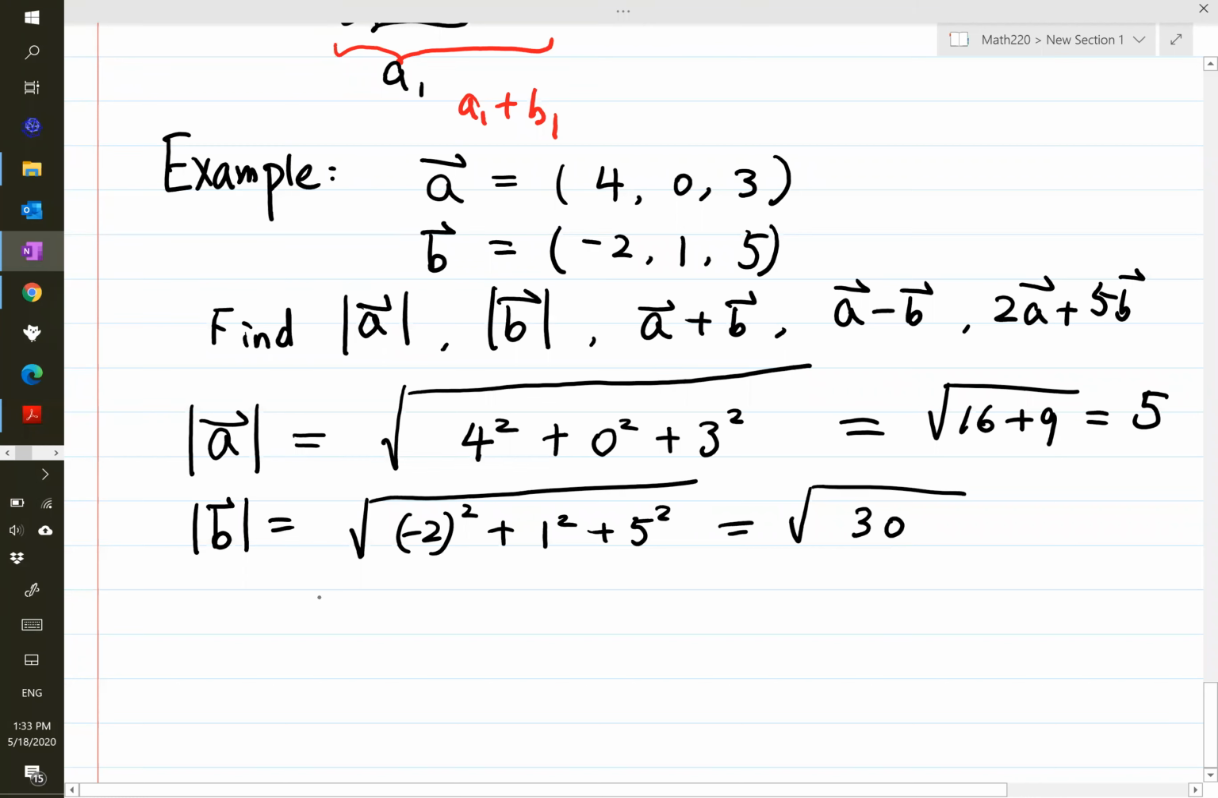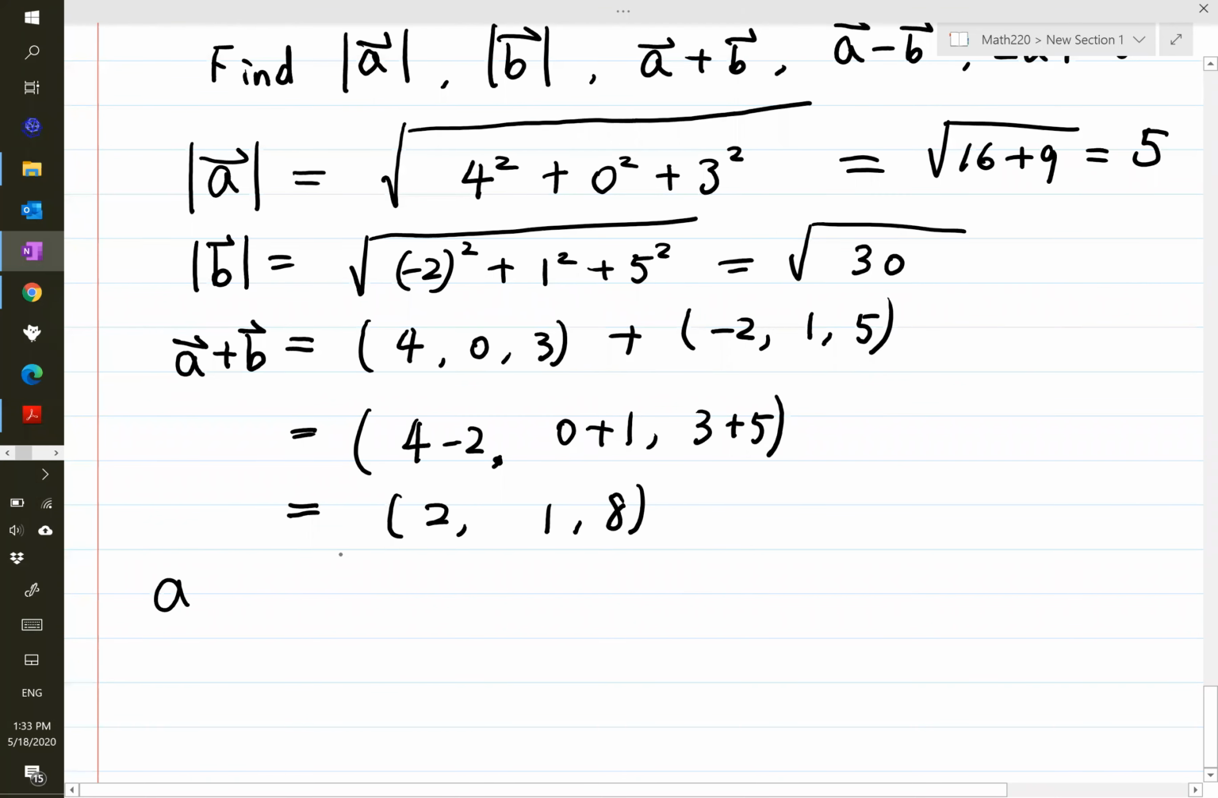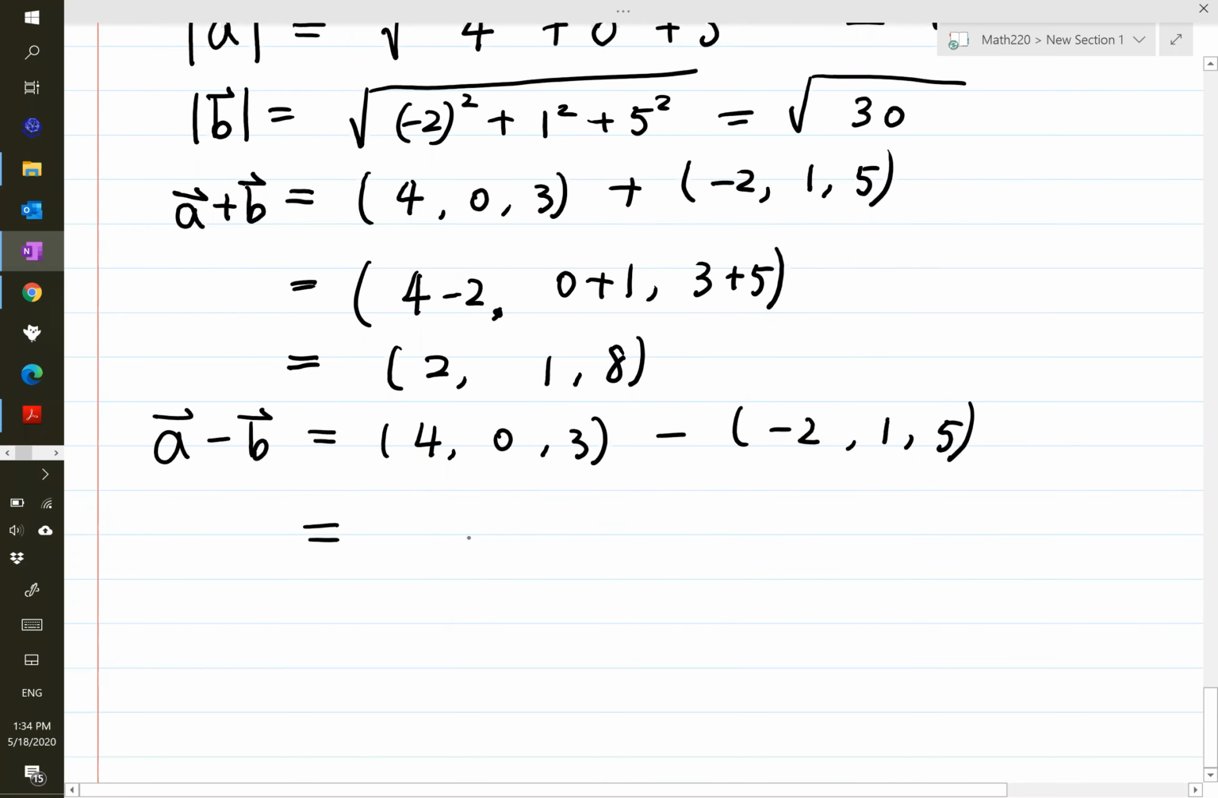Now, what is A plus B? Vector A plus B, we add them component-wise. So we get 4 minus 2 for the first coordinate, 0 plus 1 for the second coordinate, and 3 plus 5. And then we get (2, 1, 8). Very easy. A minus B, then we subtract the components. So this is just component-wise subtraction. We get 4 subtract negative 2, so plus 2, 0 subtract 1, 3 subtract 5. So this is (6, -1, -2).